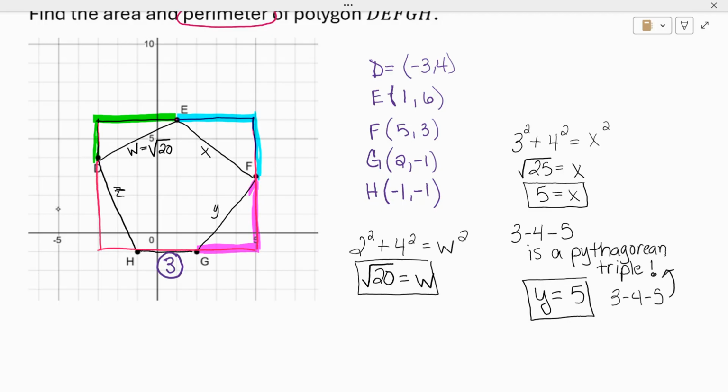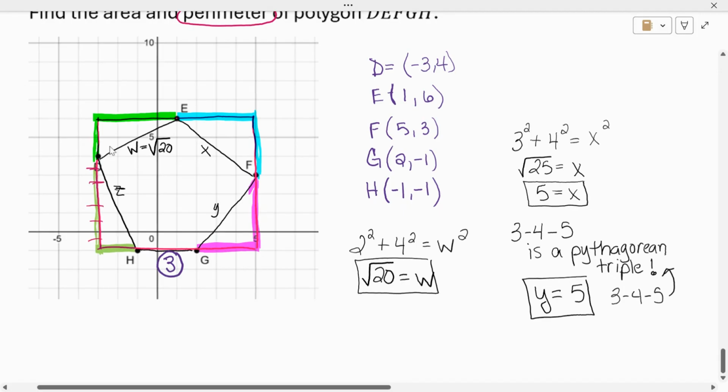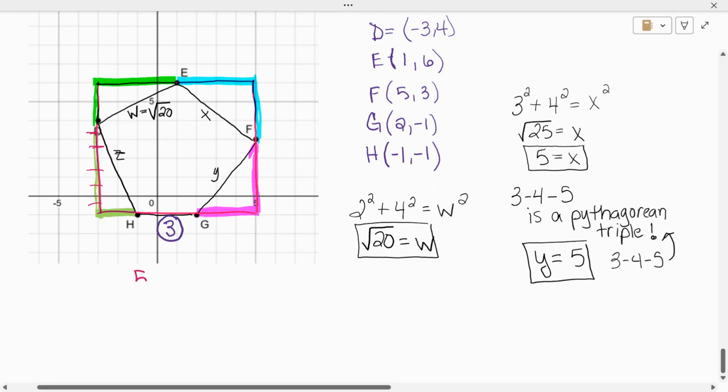What about the last triangle? We have to calculate the hypotenuse for triangle Z. 4 and 2. Are you sure it's 4? 1, 2, 3, 4, 5. You gotta make sure you count those, okay? So 5 squared plus 2 squared equals Z squared. What is 5 squared plus 2 squared all at once? It's 29. Good job. So 29 equals Z squared. What does Z equal? The square root of 29.